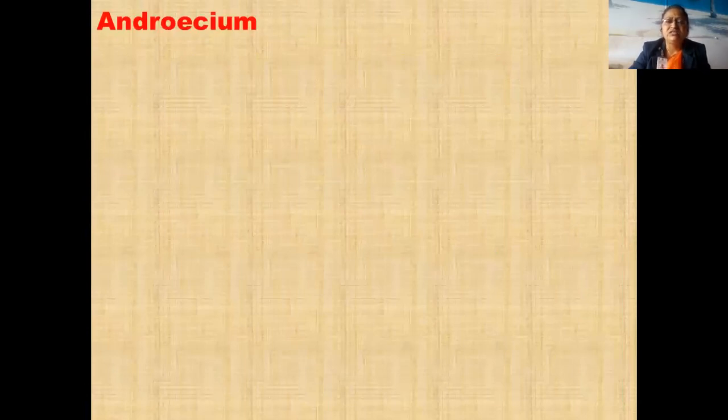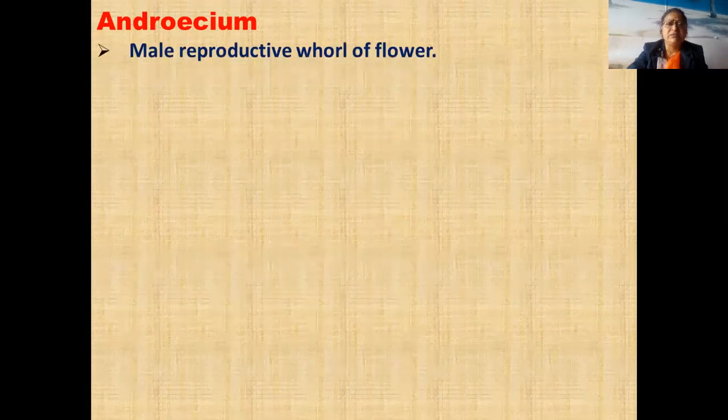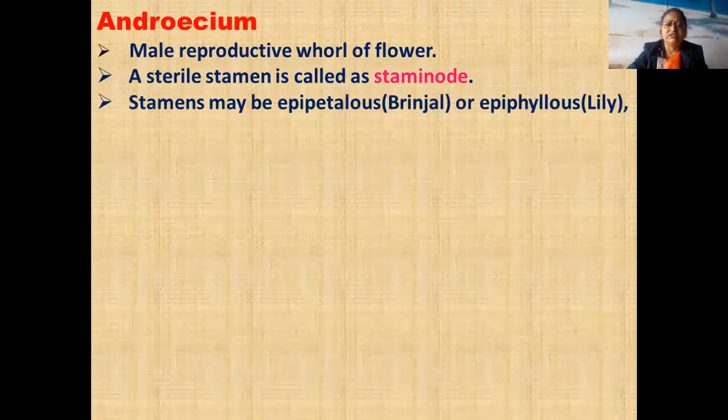Then the essential whorls of the flower. First essential whorl is Androecium. Androecium is the male reproductive whorl of the flower. Individual member of Androecium is called a stamen. A sterile stamen is called a staminode. When stamens are attached with petals, it is called epipetalous.